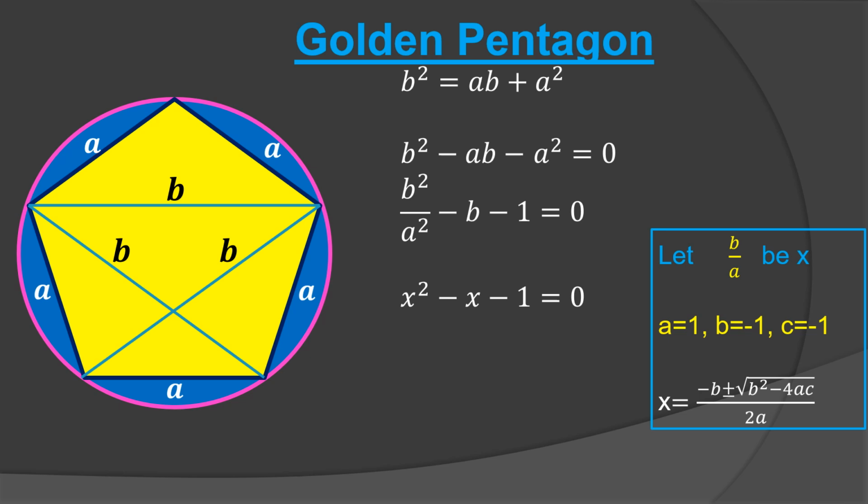Notice that this is a quadratic equation. To solve this, first we can identify our value of a, which is 1, value of b, which is minus 1, value of c, minus 1. If we substitute these values in our quadratic formula, we are going to get this. Since we are working with length here, we are only going to take the positive value. So our value here is the golden ratio.